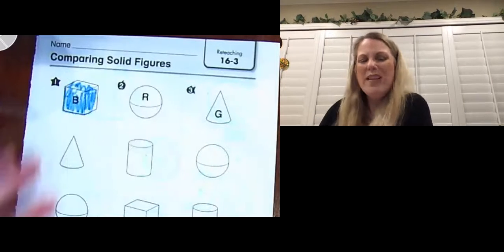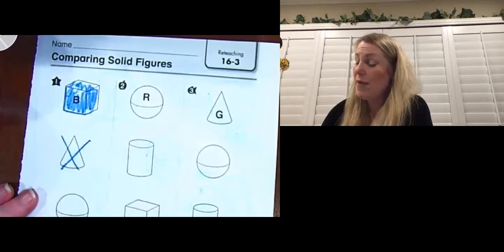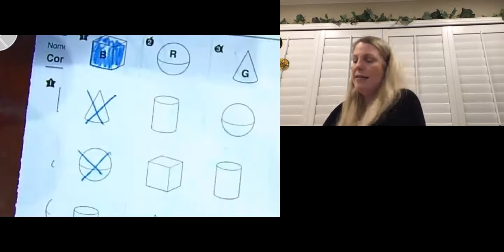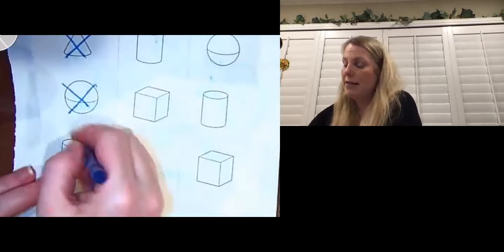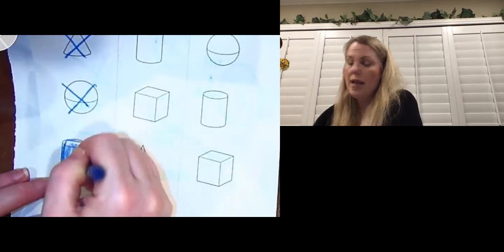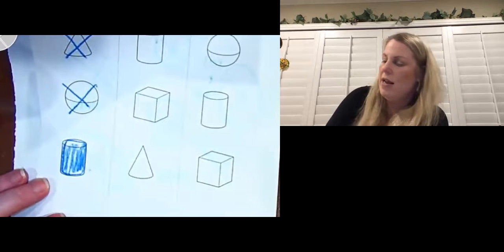Okay. Could we stack a cone? No, we can't stack it on top of another one. Can we stack a sphere? No. Can we stack a cylinder? Yes. We can stack a cylinder. Okay. Now we're going to get out R means red. So let's go ahead and look at the red one.